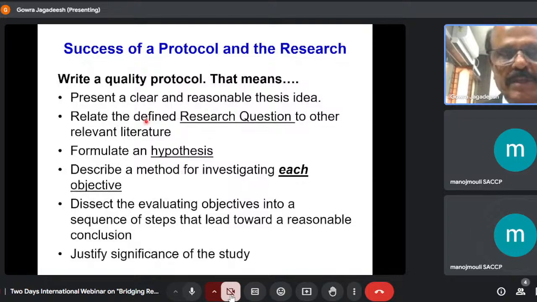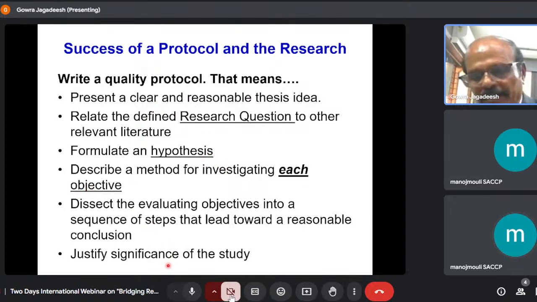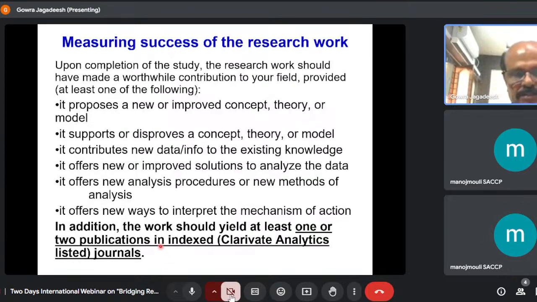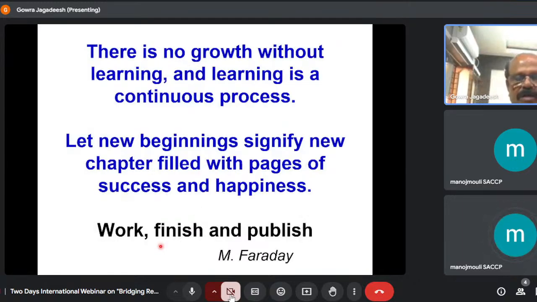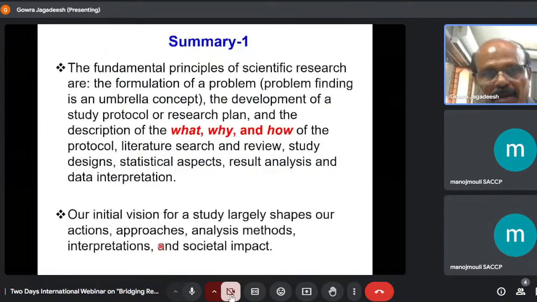Writing a quality protocol means presenting a clear and reasonable thesis idea, relating the defined research questions to other relevant literature, hypothesis, writing objectives, and justifying the need for your studies. Work should always yield 1 or 2 publications in an indexed journal. Keep in mind that your publication should be in a very legitimate, non-plagiarized, non-predatory journal. So you must work, finish, and in that one, you must publish your work.